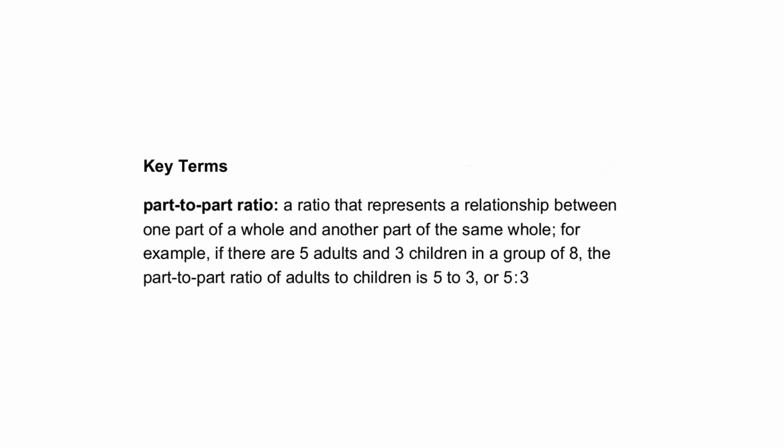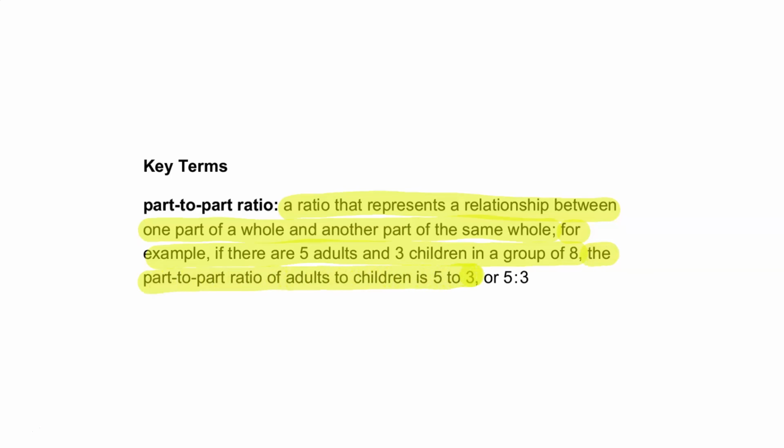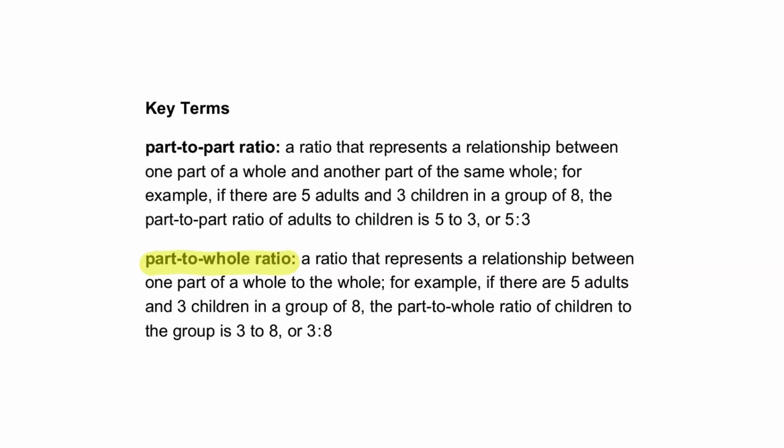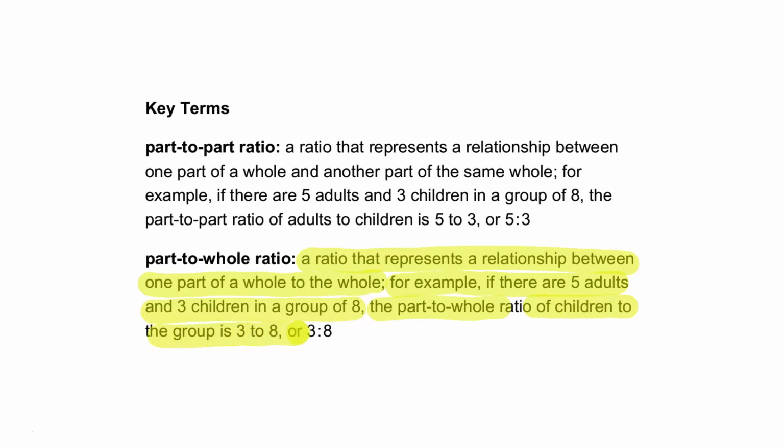Key terms. Part-to-part ratio. It's a ratio that represents a relationship between one part of a whole number and another part of the same whole number. For example, if there are 5 adults and 3 children in a group of 8, the part-to-part ratio of adults to children is 5 to 3, or 5:3. A part-to-whole ratio is a ratio that represents a relationship between one part of a whole to the whole. For example, if there are 5 adults and 3 children in a group of 8, the part-to-whole ratio of children to the group is 3 to 8, or 3:8.